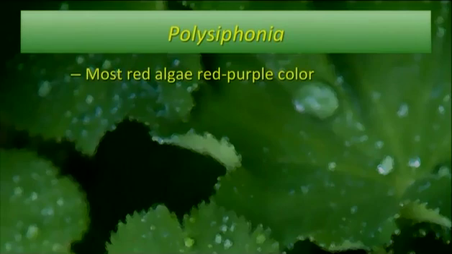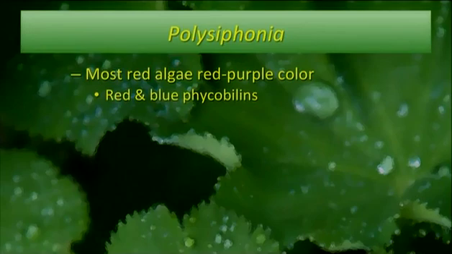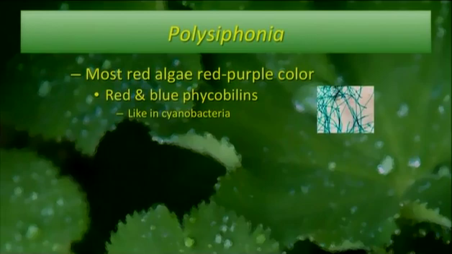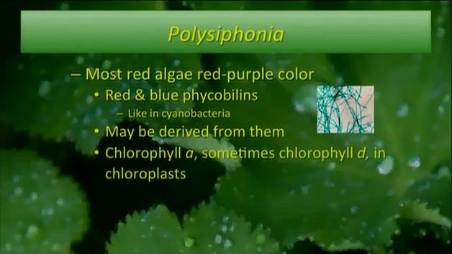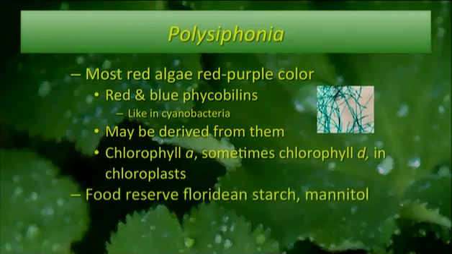Now most red algae are red-purple in color due to the presence of red and blue phycobilins. Remember, phycobilin pigments occur in algae, and I think they also occur in the cyanobacteria, as in the cyanobacteria that you see here. So the red algae may be derived from the cyanobacteria. They have chlorophyll A, sometimes chlorophyll D, in chloroplasts, and their food reserves include Floridian starch and mannitol.